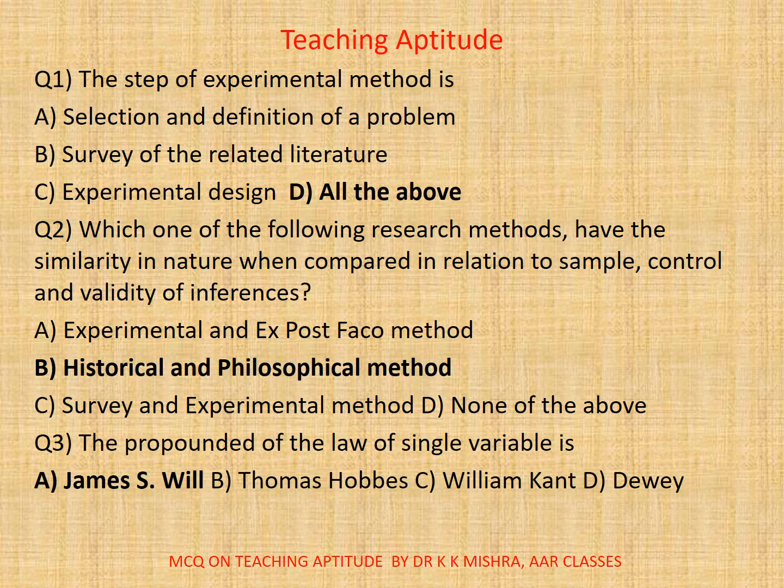All. 2. Which one of the following research methods have the similarity in nature when compared in relation to sample, control and validity of inferences? So here the correct option is B. Historical and philosophical methods. 3. The propounder of the law of single variable is given by, correct option is A. James S. Mill.